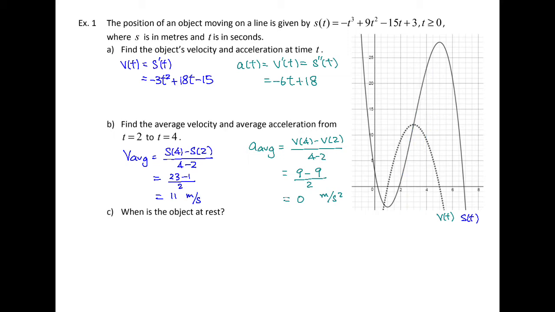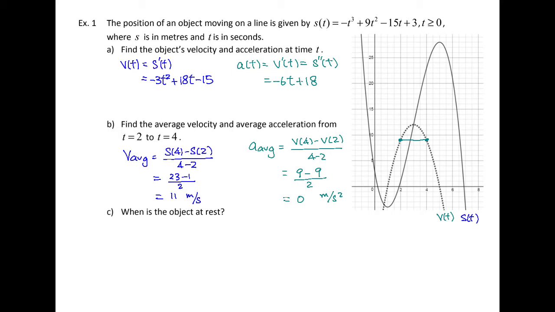Similarly, when we want to find the average acceleration, we want to find the change in the velocity. So when t equals 2 and t equals 4, those are the 2 points on the velocity time function. Let's draw a secant line, and once again, let's do rise over run to find the slope. As you can see, there's no change in the velocity. Therefore, the slope is 0. That's why our average acceleration is 0 meters per second squared.